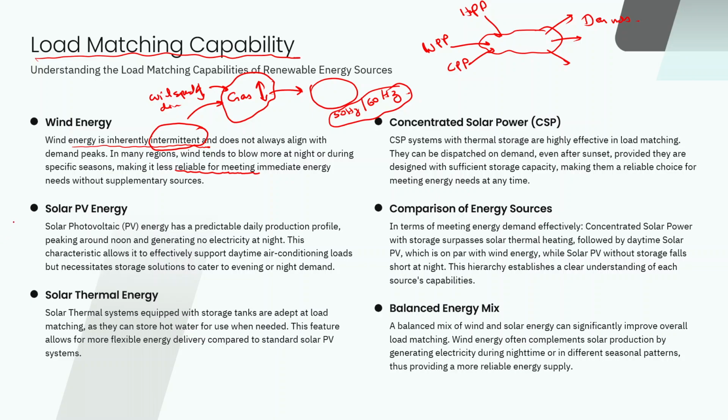And if you look at the solar, it has some sort of a predictable daily production profile. If you get the solar, you have high solar during the midday and low during the early morning and the night. So this profile is there, but this profile can change due to various factors like cloud coverage.